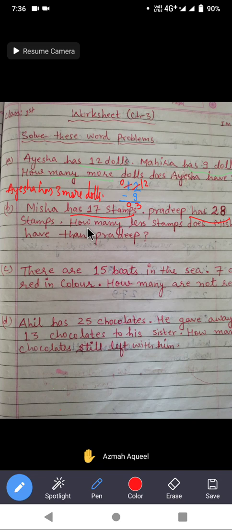So to find out how many less also, we need to do subtraction. Okay. From the bigger number. So the bigger number is 28 here and the smaller number is 17, and then we will subtract it. 8 minus 7 is 1, 2 minus 1 is 1. Okay. So Maisha has 11 less stamps.